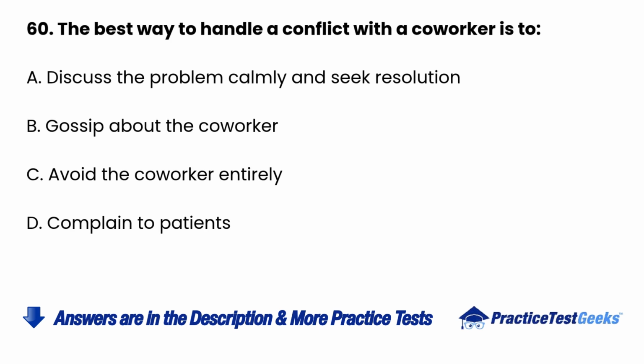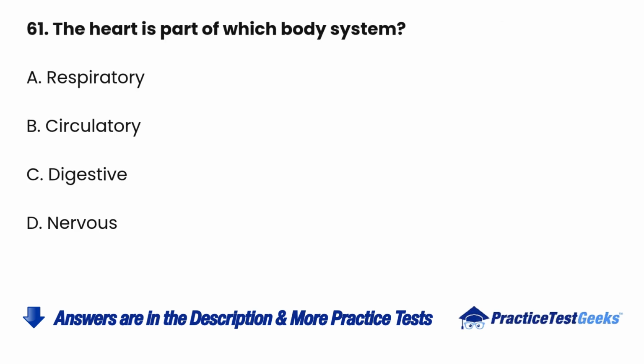60. The best way to handle a conflict with a coworker is to: A. Discuss the problem calmly and seek resolution. B. Gossip about the coworker. C. Avoid the coworker entirely. D. Complain to patients.